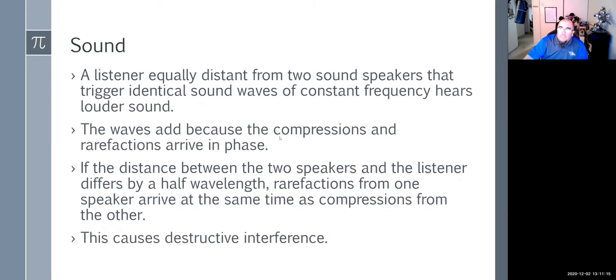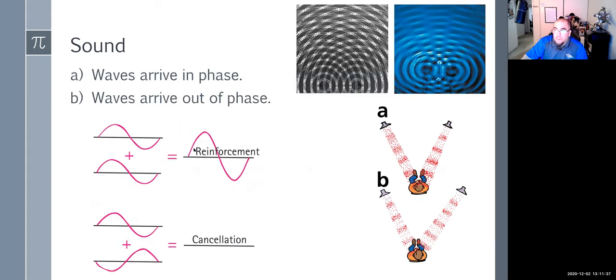A listener equally distant from two speakers triggering an identical sound wave of constant frequency hears a louder sound. The waves add together because the compressions and rarefactions arrive in phase. If the distance between the two speakers and the listener differ by half the wavelength, the rarefactions from one speaker arrive at the same time as compressions from the other and can cause destructive interference. That's why I said it's kind of important to set your system up based upon where you want to sit.